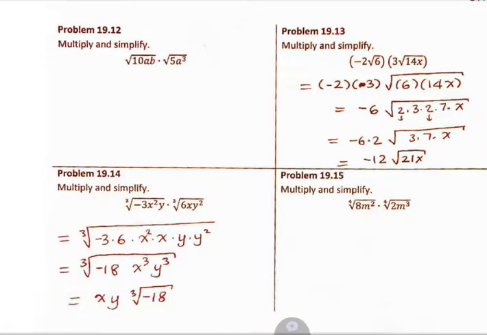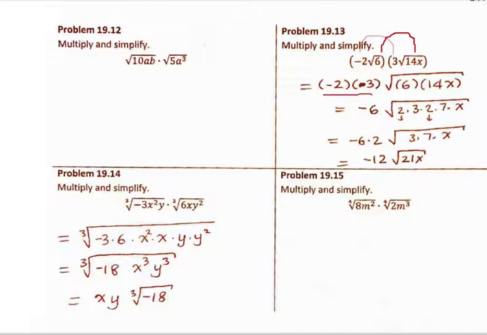Let's look at problem number 13. So we have two parentheses, and in each parenthesis we have both integers and radical numbers. So what we will do is multiply the integers, the numbers outside the radical, with each other, which is -2 times 3, and we will multiply the radicals within themselves.